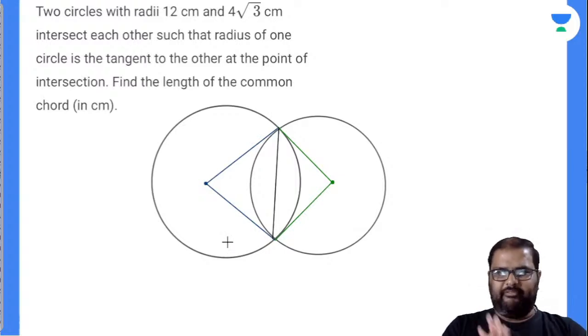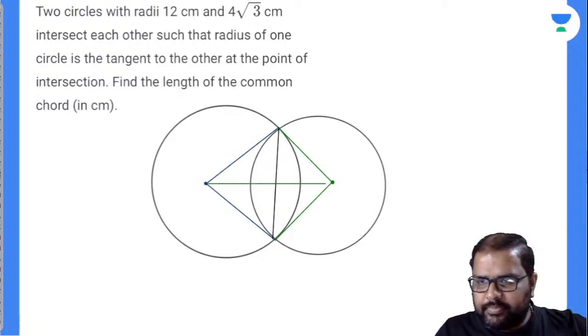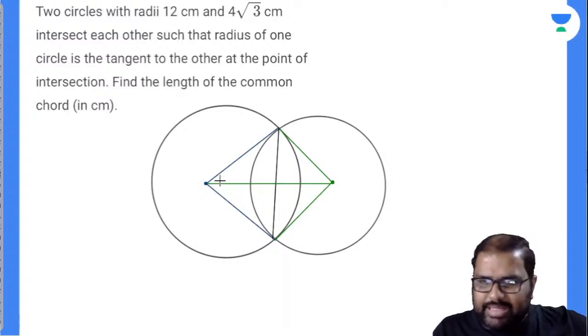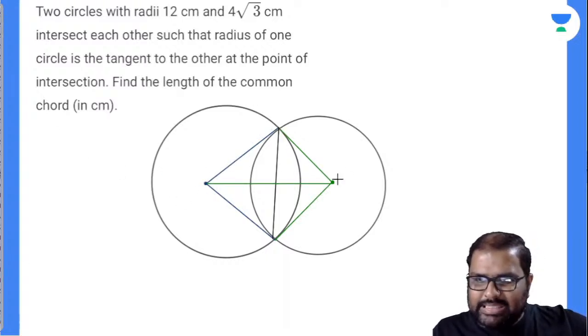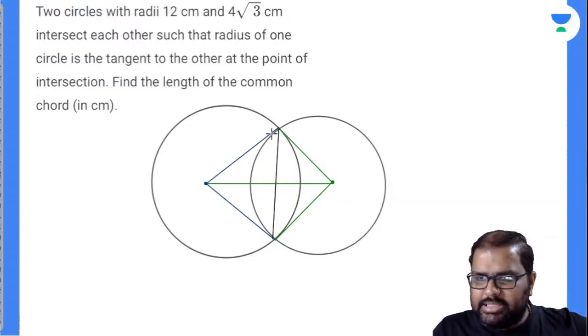Done. Okay, fine. Now you closely observe there. I'll draw a line segment like this. This is the radius, now this is tangent to the larger circle. So tangent and radius will make 90 degrees by the tangent perpendicularity theorem. So this angle will be 90 degrees, and the same is applicable here also.